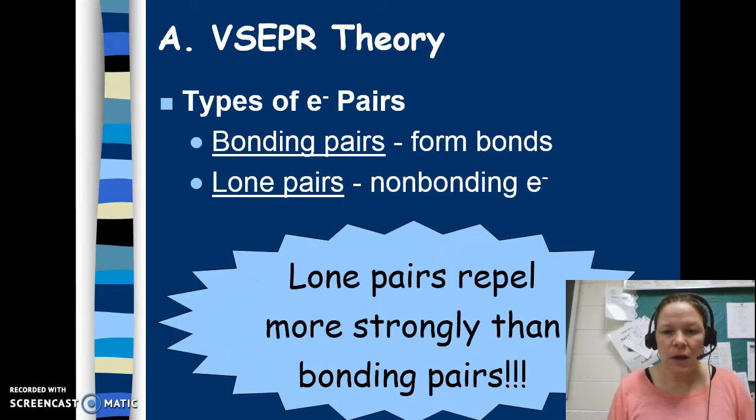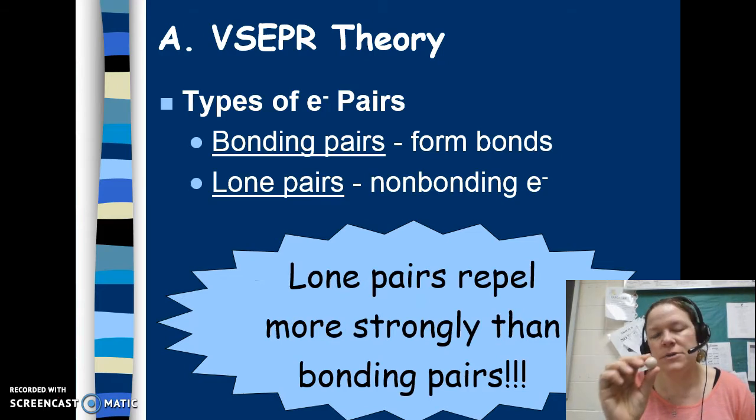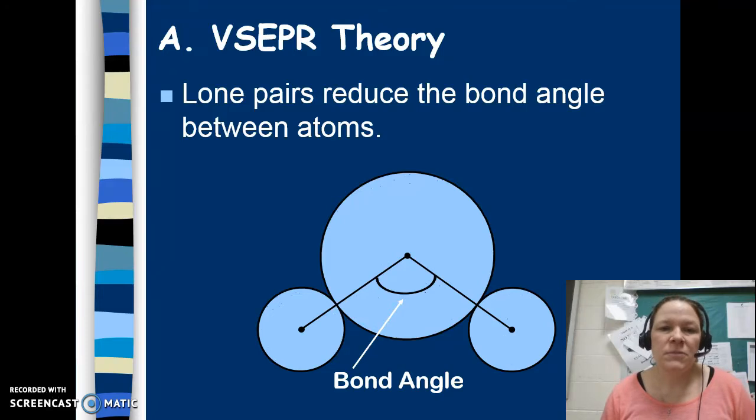So lone pairs will always repel more strongly than bonding pairs. So these, to repel, are going to maximize the distance between each other. So lone pairs will reduce the bond angle between atoms. The bond angle, as illustrated here, is just like if you had a protractor and could measure the angle between the bonds of two atoms.